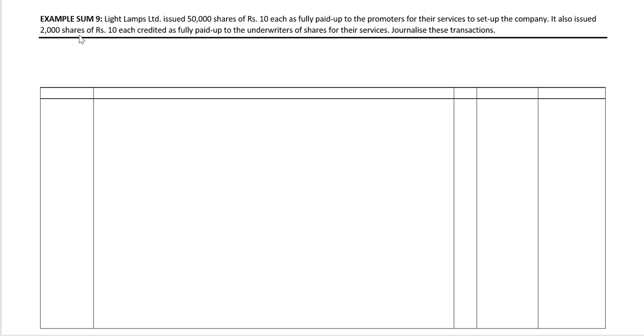Example sum 9. Light Lamps Limited issued 50,000 shares of rupees 10 each as fully paid to the promoters for their services to set up the company. It also issued 2,000 shares of rupees 10 each, credited as fully paid up to the underwriters of shares for their services. Journalize these transactions.